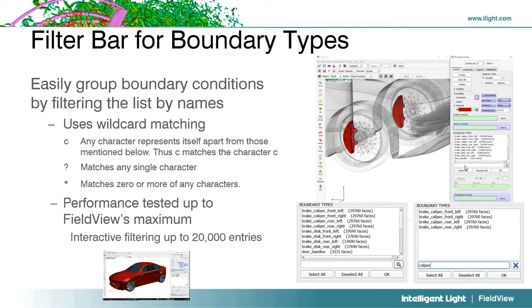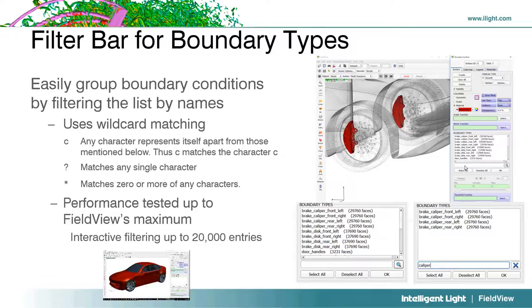Let me also say that I've just demonstrated how you can just type simple characters here. It has support for more advanced wildcard matching. You can use a question mark to skip just one character, or you can use an asterisk for matching 0 or more of these characters. So it really lets you filter the list in an advanced way.